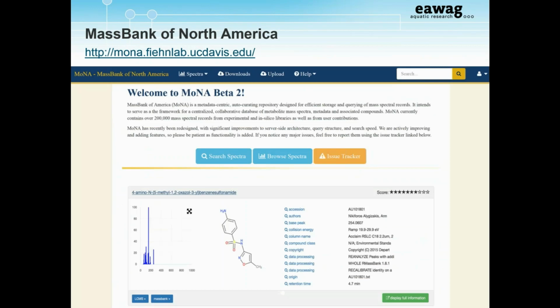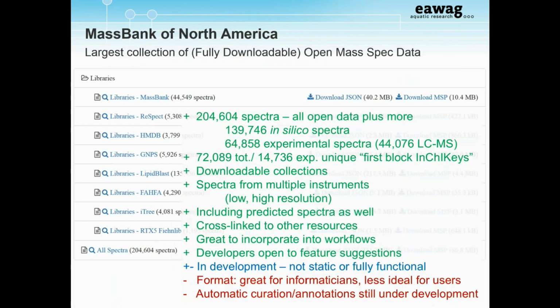The latest MassBank that was released recently is the MassBank of North America. In contrast to MassBank JP and EU, MassBank of North America actually has a different data set behind it. It has all of MassBank plus a whole lot more. So you can see here is the screenshot. This is also hosted by Oliver Fiehn in the States. MassBank is basically now the largest collection of fully downloadable open mass spectral data that exists.